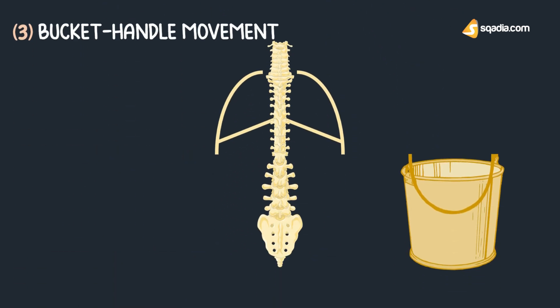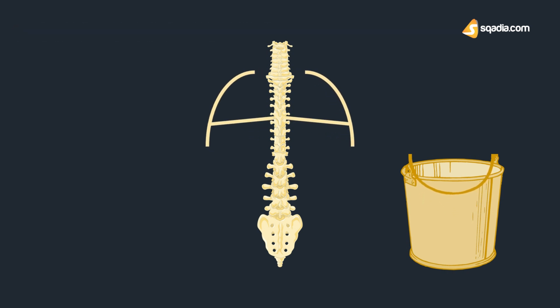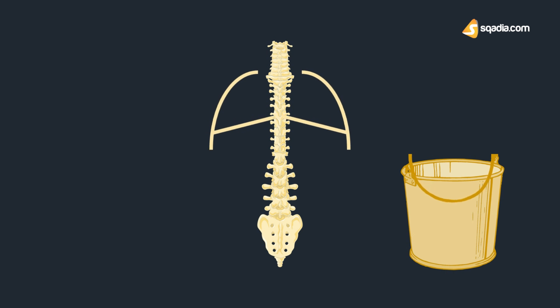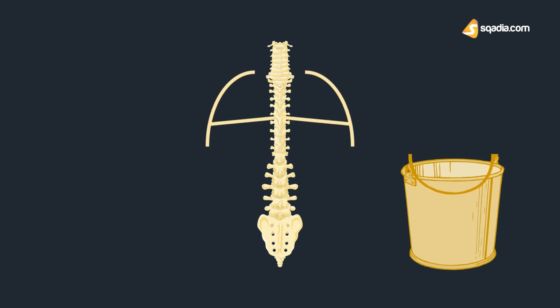Next one is the bucket handle movement. As the middle of the shaft of the rib lies at a lower level than the plane passing through the two ends, during elevation of the rib, the shaft also moves outwards. This causes increase in the transverse diameter of the thorax. And such movements occur in the vertebrochondral ribs and are called bucket handle movements.